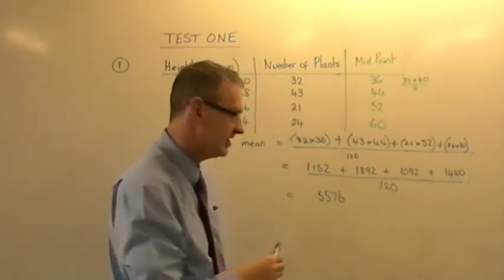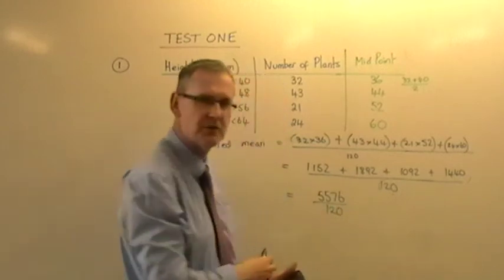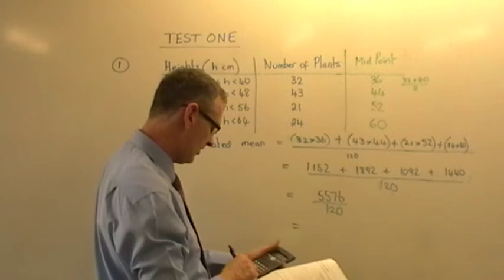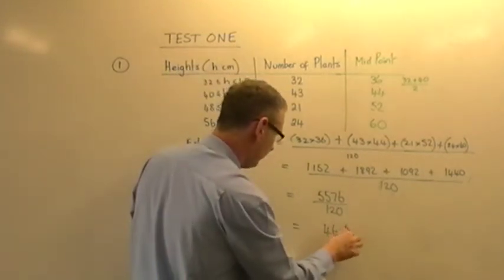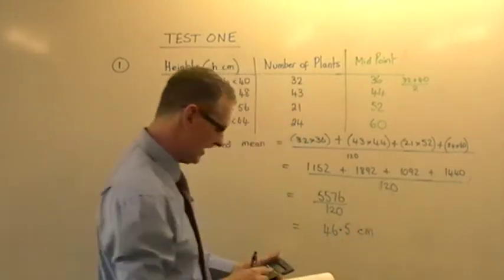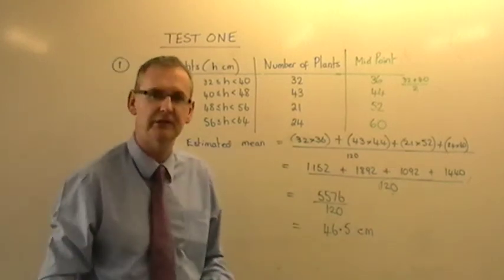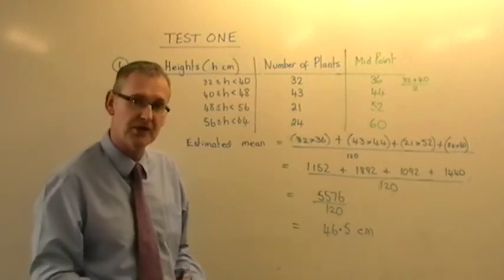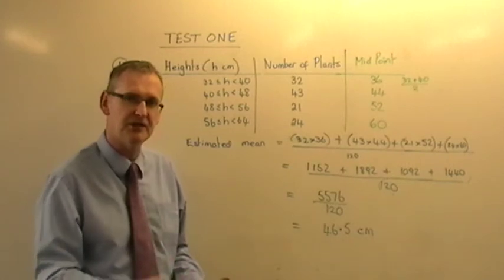So after I put these numbers in, I'm going to press equals and get the answer 5576 on the calculator for the top line. Then we say divide by 120 afterwards. So you get 5576 divided by 120, and you get an answer of 46.5, we'll do it to one decimal place, centimetres, and that is the estimated height of one of these plants from that group frequency distribution. Okay, it's quite a long question, so I'm going to stop the video at this point and continue on with the solutions in the next video.